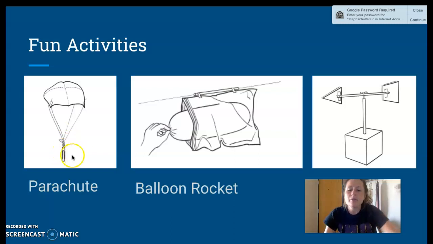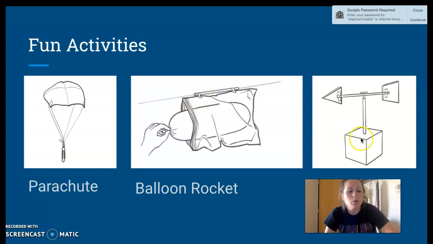So I'm excited to see your parachutes at home, and then also you can create your own balloon rocket. You would need a balloon. I don't have a balloon at my house, so it's okay. You do not have to do these activities, but you need a balloon and a straw and some type of string or fishing line and some tape.